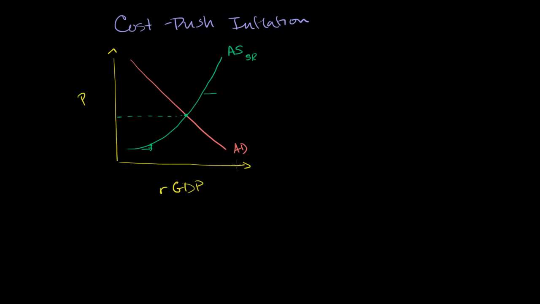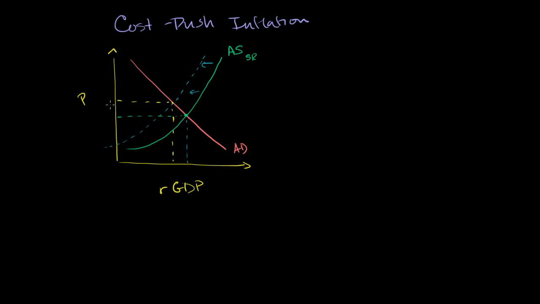Now, with that out of the way, let's think about what would happen if the aggregate supply curve were to shift to the left. And we could also think about why it would shift to the left. So let's first just shift it to the left. It might look something like that. At any given point, I just shifted it to the left. And you see a new equilibrium price and equilibrium GDP. This was the old equilibrium price and the old equilibrium real GDP. This is the new equilibrium price and the new equilibrium real GDP.